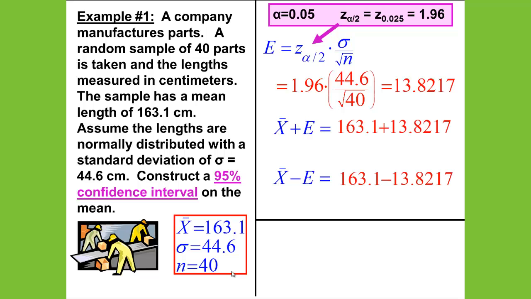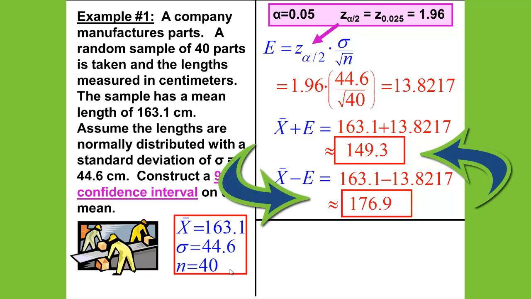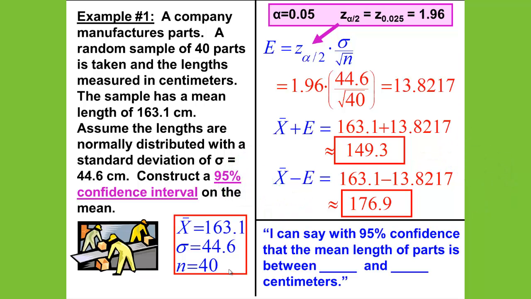That gives us 13.8217. Take the sample mean, which is 163.1, plus 13.8217, and 163.1 minus 13.8217, and that gives us our, well, she put those in the wrong places, but that does give us our upper and lower confidence limits. And then you write your sentence. For Miss Borlaug, the sentence is important. You need to verify with your teacher how he or she wants you to write the answer.